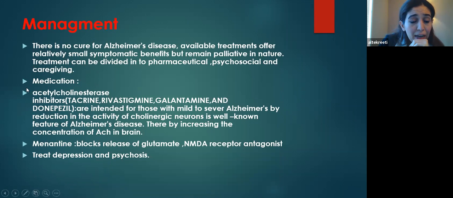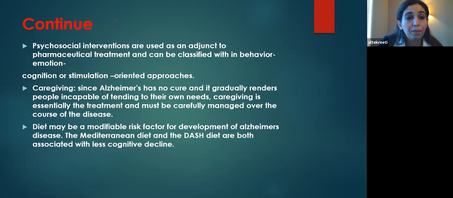So we have many types of medication, the acetylcholinesterase inhibitors, as we said before: rivastigmine and donepezil. They are used for mild to severe Alzheimer's by inhibiting this enzyme and increasing cholinergic neuron activity. Memantine blocks glutamate release as an NMDA receptor antagonist. And we have to manage, if the patient has any psychotic symptoms and depression, we need to use antipsychotics and antidepressants.